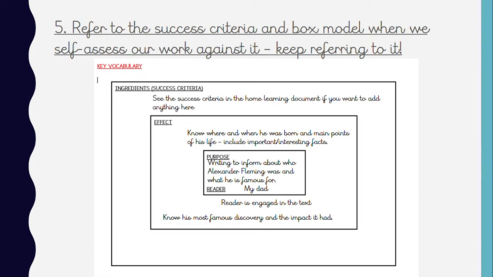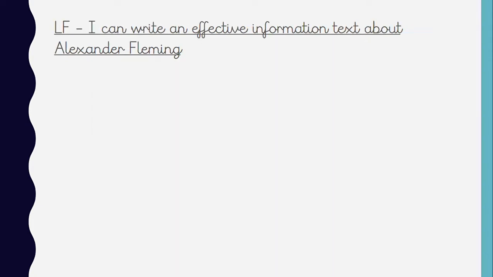Now, the success criteria. If there are things that you've missed off this, you could always add them from the success criteria I've given you today onto your box model. And then obviously we talked about the key vocabulary. Is there any other vocabulary you've thought about that you could include? Okay, right, so hopefully at some point today you will have finished your text.